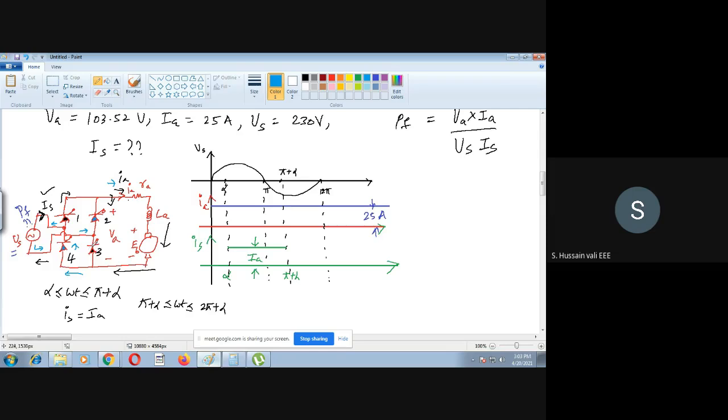Now if you observe carefully in this duration, the IS direction and IA direction are both opposite. Just see this yourself: the blue color arrow and the black color arrow are in opposite directions. So you will find that IS is equal to minus IA, from pi plus alpha to 2 pi plus alpha. So where is 2 pi plus alpha? 2 pi plus alpha is here.